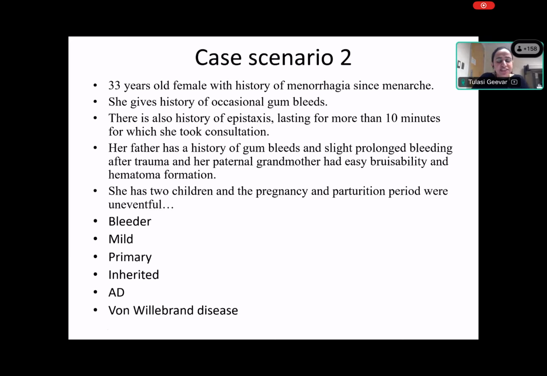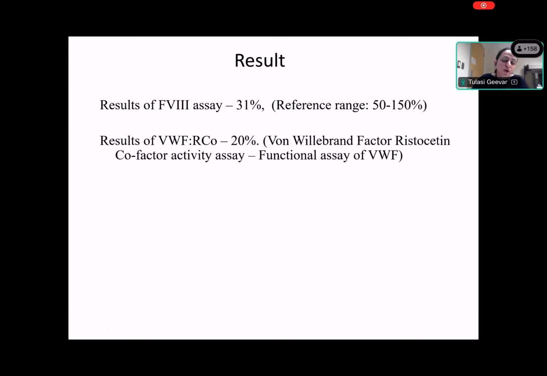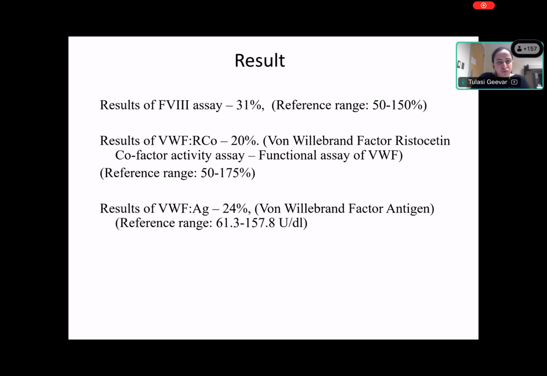Okay, we'll come to that in the next slide. So let's look at the results for this patient. The patient had a factor VIII of 31% and a ristocetin cofactor activity of 20%, where normal is above 50, so it is reduced. Antigen is also reduced. So both activity and antigen are reduced, so this looks like type 1 von Willebrand disease. The patient might not have had bleeding during her pregnancy possibly because von Willebrand factor levels along with factor VIII increase during pregnancy. Yes, so that could have possibly protected her during her delivery. So this is type 1 von Willebrand disease.